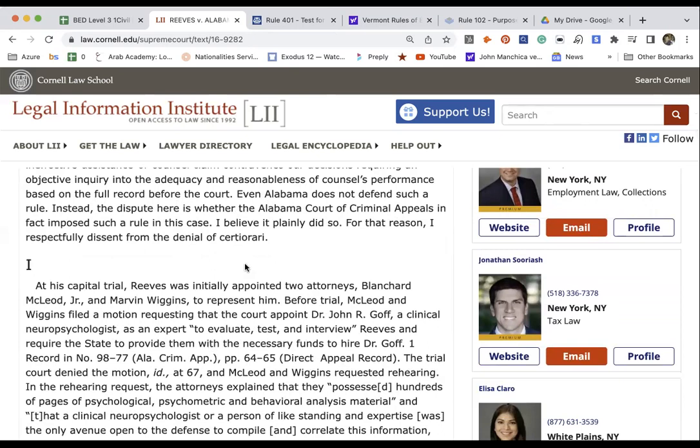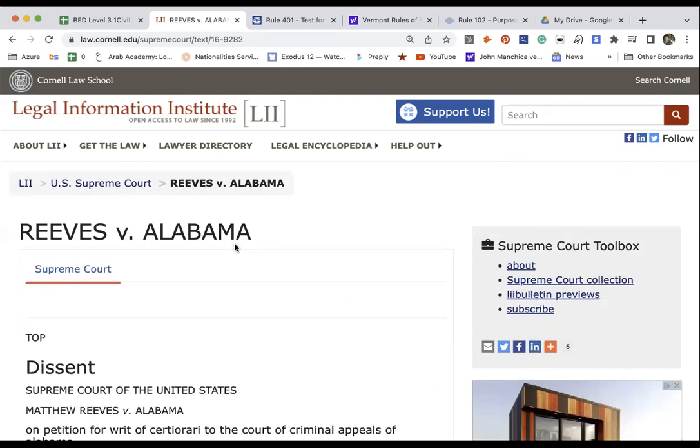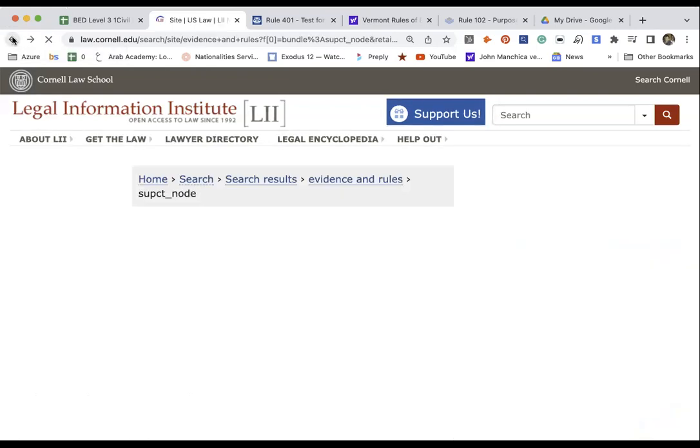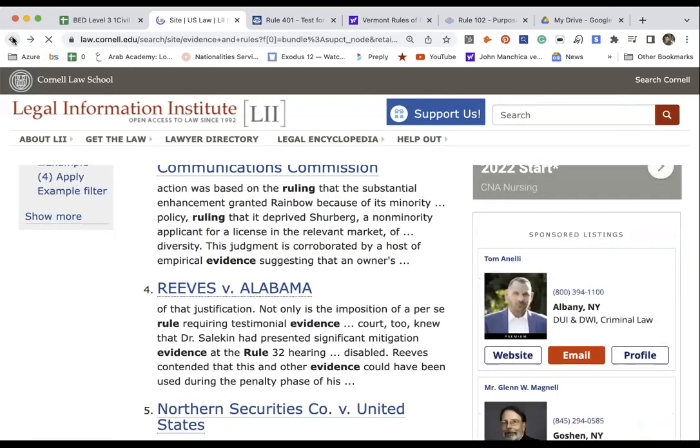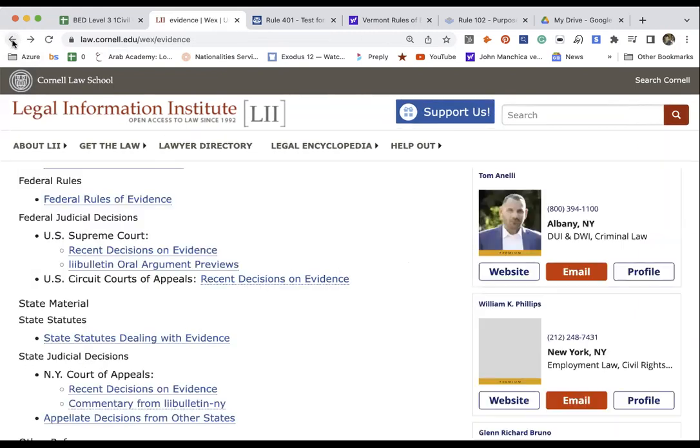Certiorari. Is that how you say that? Certiorari. Anyway, so here we go. This is the Supreme Court case, Reeves v. Alabama, where he tried to say that other evidence should have been used and his counsel was ineffective. So that was a bit of a segue that we didn't need to do, but I was just curious about what it would say. So now we really want to get down into the nitty gritty.